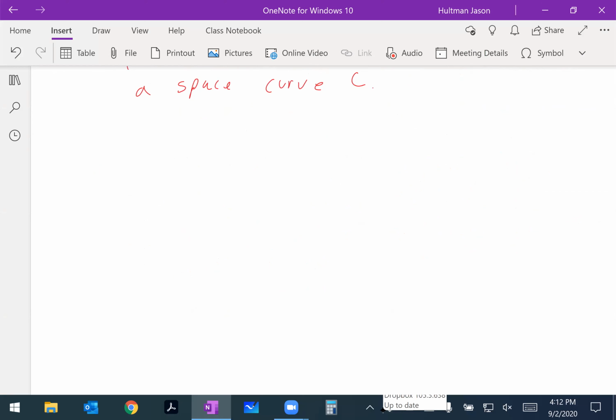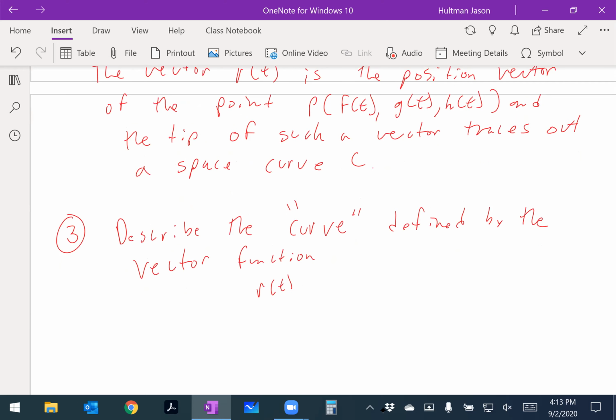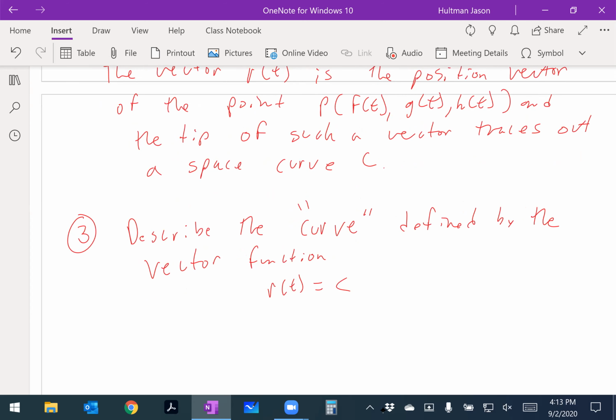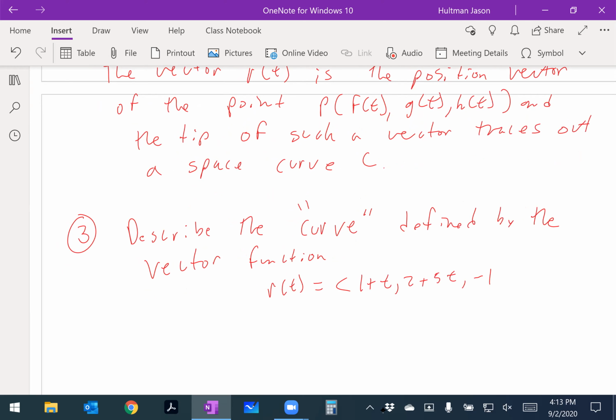Okay, let's look at number 3 here. Describe the curve defined by the vector function r of t is equal to 1 plus t, 2 plus 5t, and negative 1 plus 6t.